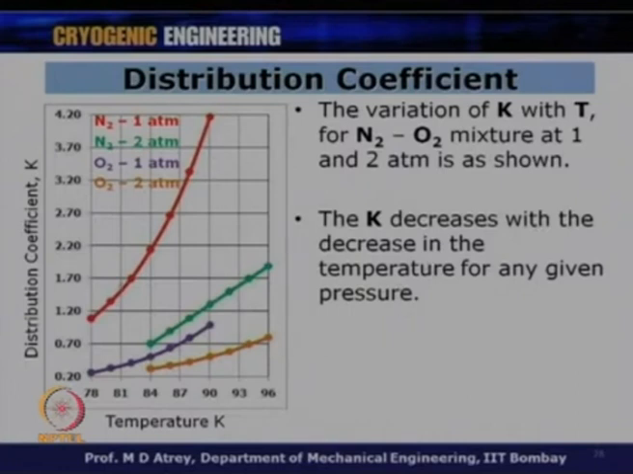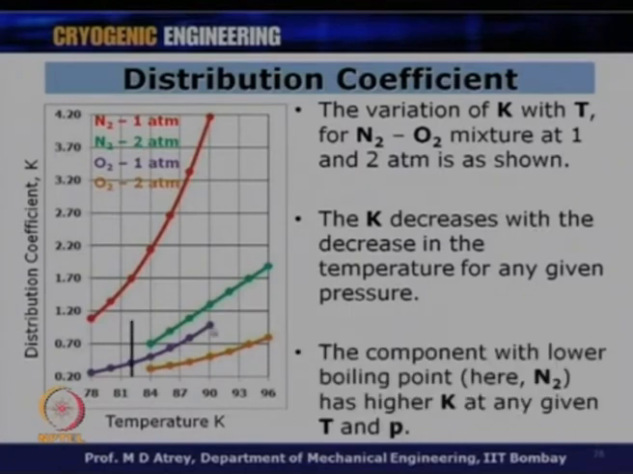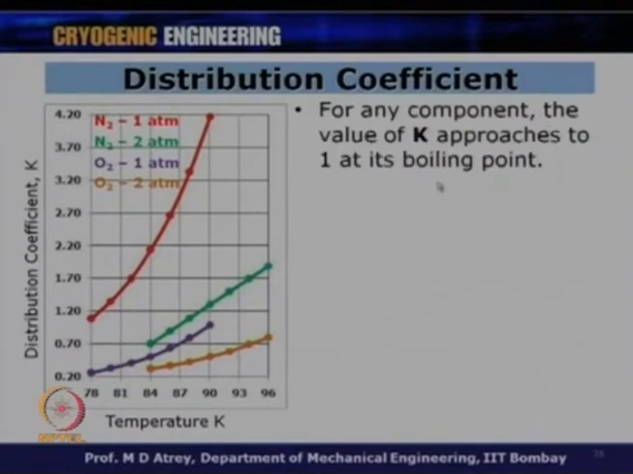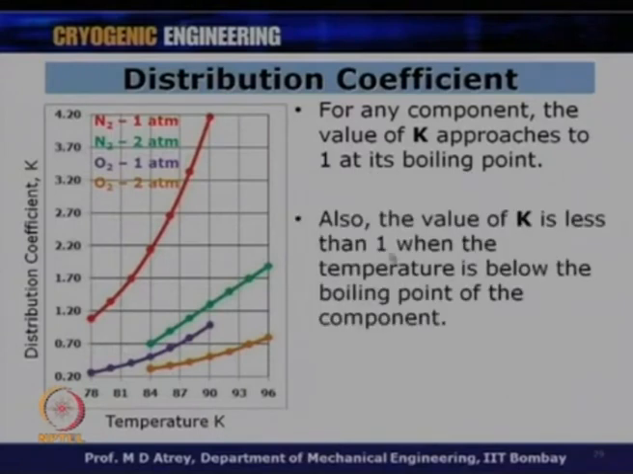So, decrease the temperature, decrease the value of K. The component with lower boiling point has a higher K. So, this is clear that because of the boiling point being the minimum in this case, the value of K for nitrogen is going to be more as compared to other gases in this particular expression. For any component, the value of K approaches 1 at its boiling point. Also, the value of K is less than 1 when the temperature is below the boiling point.